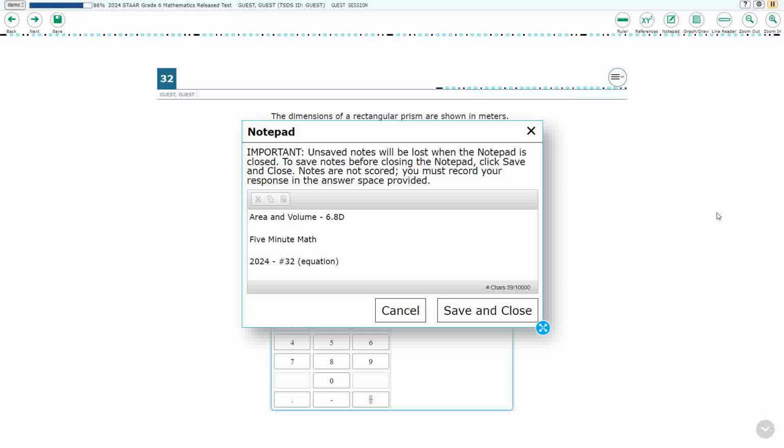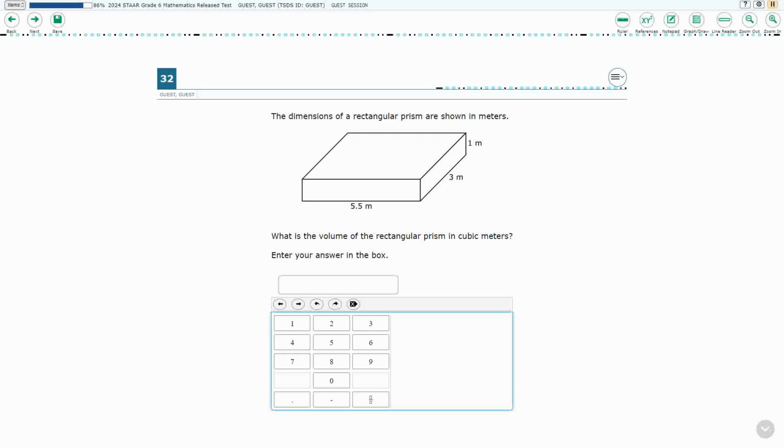Today we are looking at the 6th grade concept of area and volume. This is standard 6.8D in the great state of Texas, and we are using item number 32 of the 2024 released STAAR test. This is a new item type called Equation Editor.